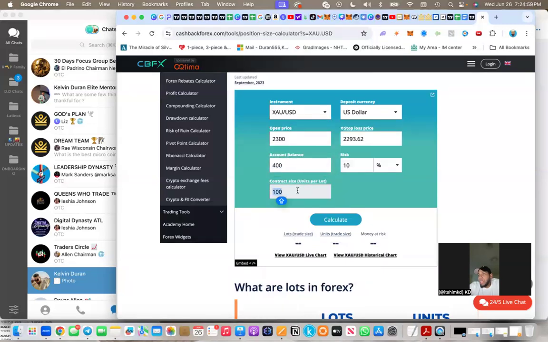Your contract size per unit is always going to be 100 because you want 100%. And this is your lot size, 0.6. For you to make $40 per trade, or if you want to risk more, you put 15%. You calculate that, 0.9. See what I'm saying? This is the whole calculator that all of you guys could be using to know how to calculate your pips.